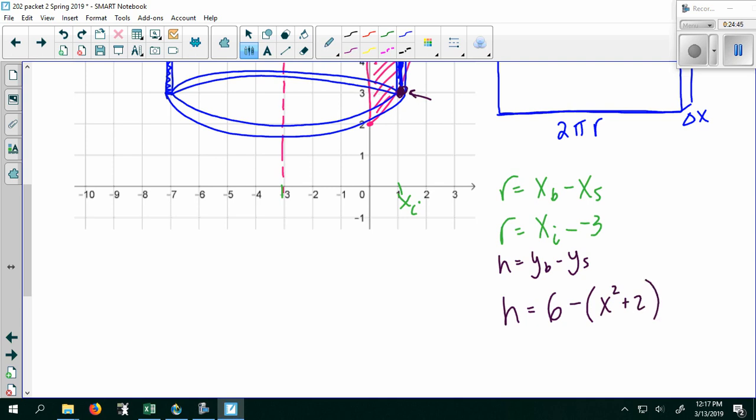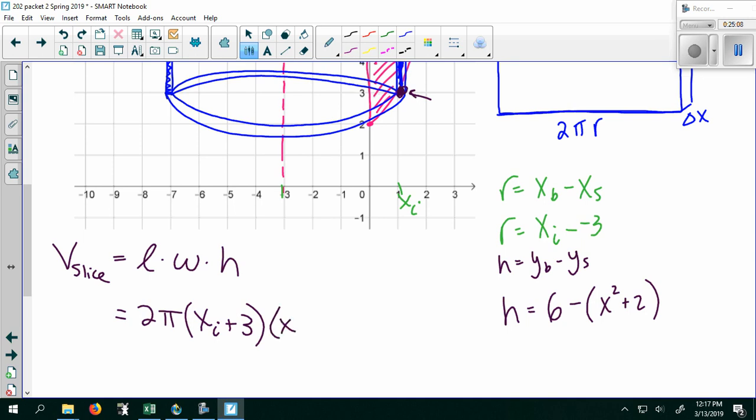So now I have enough to calculate the volume of a single slice. The volume of my single slice at a random x sub i location is length times width times height. The length is 2 pi r, and r is x plus 3. The width is delta x, and the height is, sorry, that should have an i on it, 6 minus x sub i squared minus 2, or 4 minus x sub i squared.